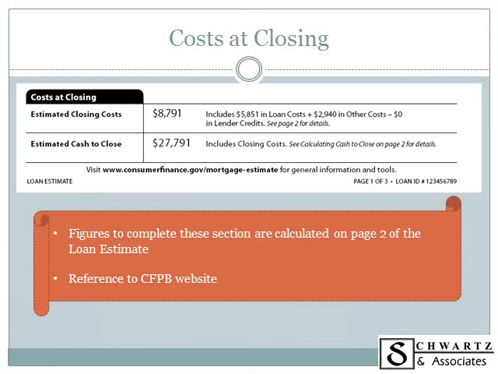The last section on page 1 of the loan estimate, our cost at closing table. This table just reflects an estimate of the amount that the borrower will be required to bring to closing. These figures to complete this section are calculated on page 2 of the loan estimate and brought forward to this page. And then down there at the very bottom, again, we'll see that reference to the CFPB website that the borrowers can go to if they have any questions about the forms.